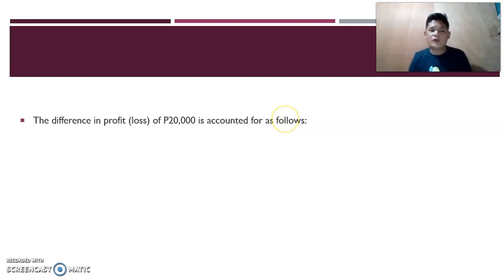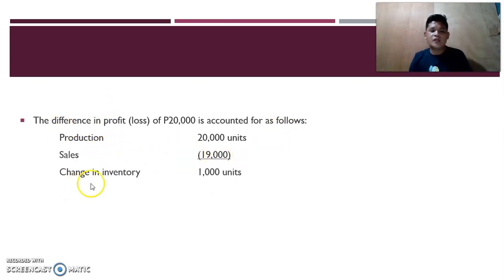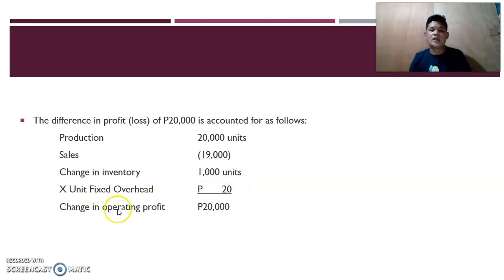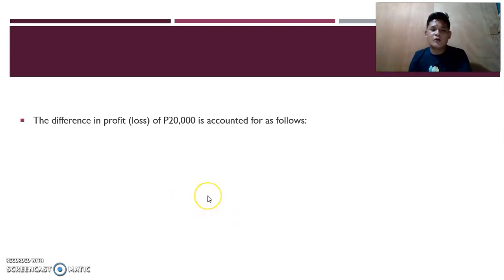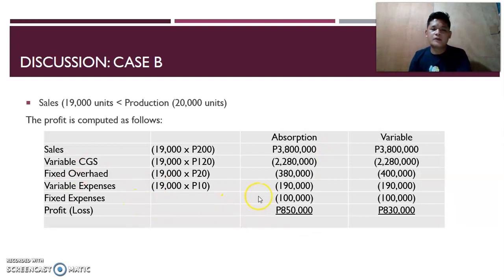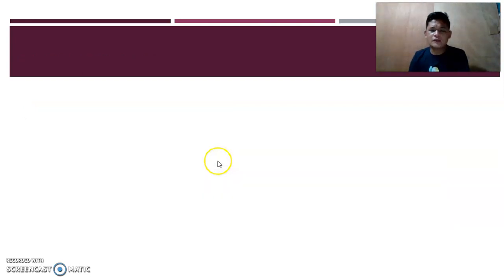So, yung method 4, hindi ko yung diniscuss, class, kasi nga masyadong complicated na yung method 4. So, production, ibawas mo na ngayon yung sales. Merong change in inventory, 1,000 units, multiplied by unit fixed overhead, 20,000 change in operating profit. Diba, class? So, ganun lang kadali. Instead naman na mag-compute ka ng ganitong kahaba, so ganito na lang.